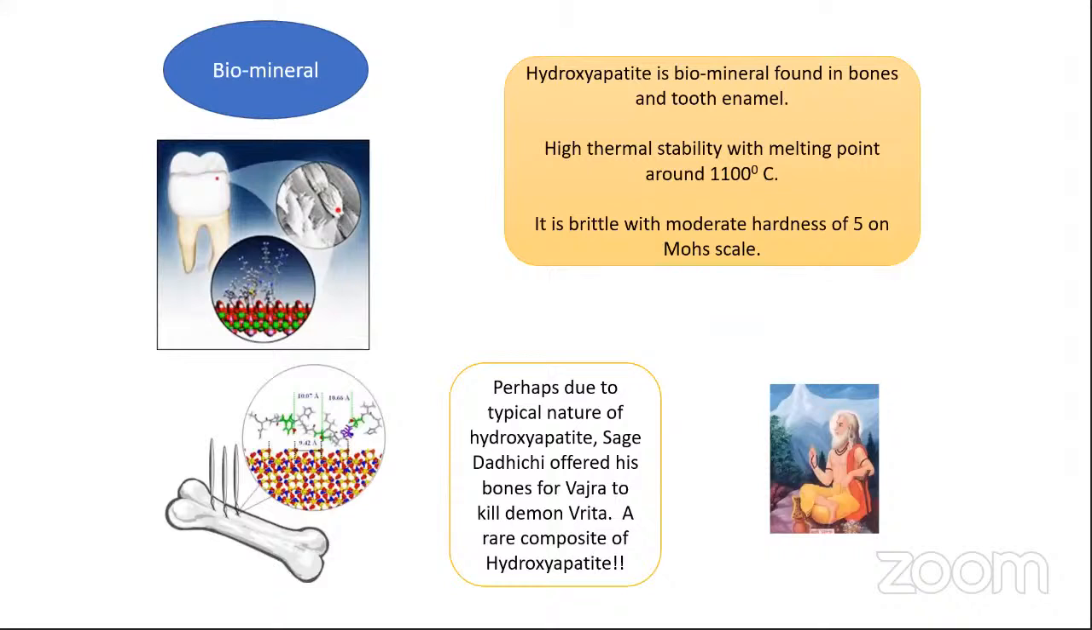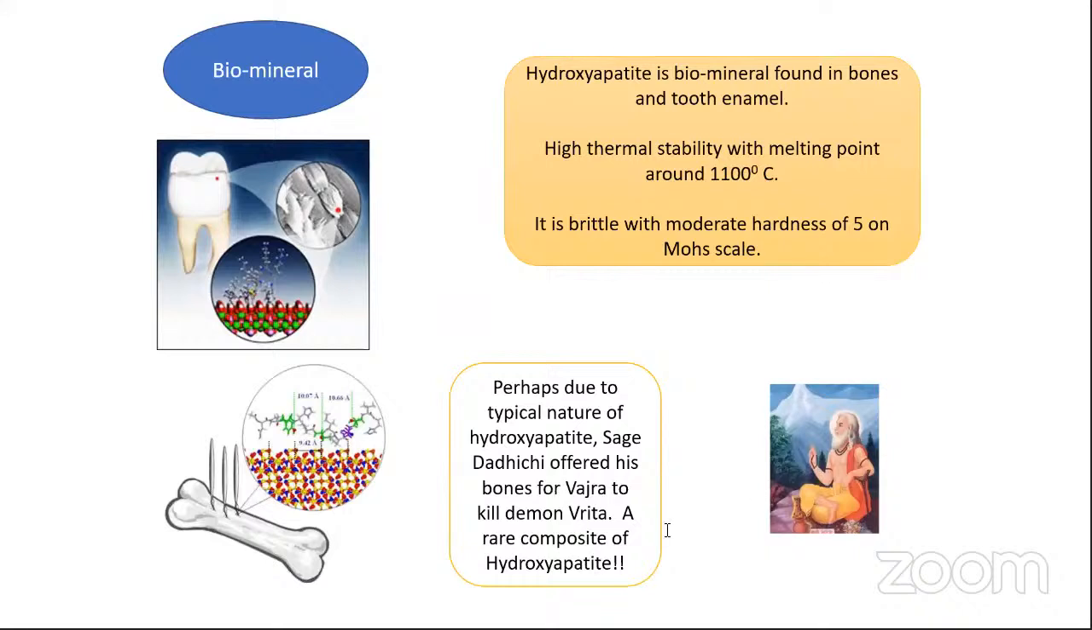Enamel is composed of hydroxyapatite. So teeth, as well as human bone, contain hydroxyapatite. It has high thermal stability with a melting point around 1100 degrees Celsius. And it is brittle, with a moderate hardness of 5 on the Mohs scale.